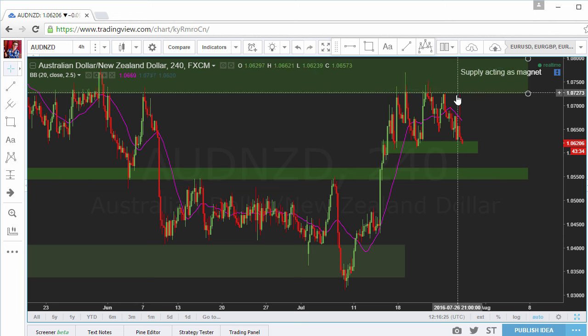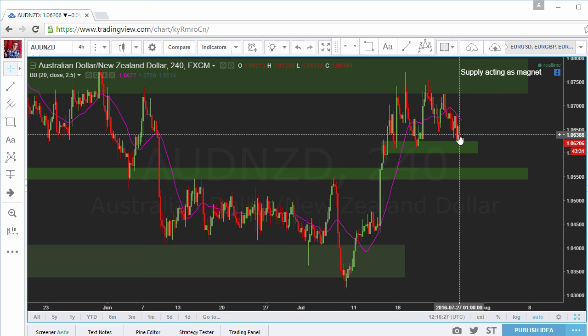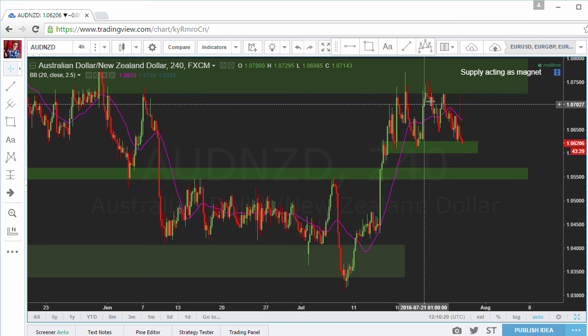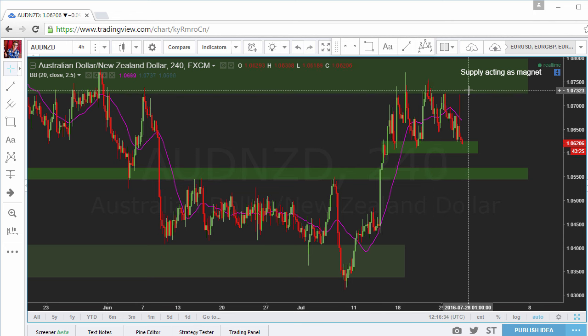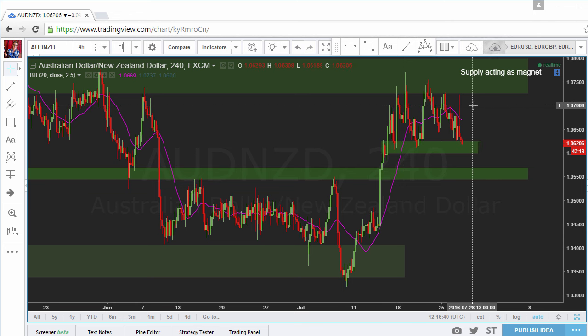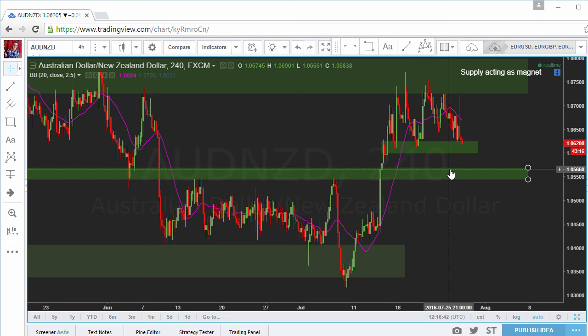And now price is moving lower. You can see that every attempt to break higher has been rejected. So this is telling me that there are obviously not enough buyers to push price above this level. So this is highlighting that a short trade is very likely here.